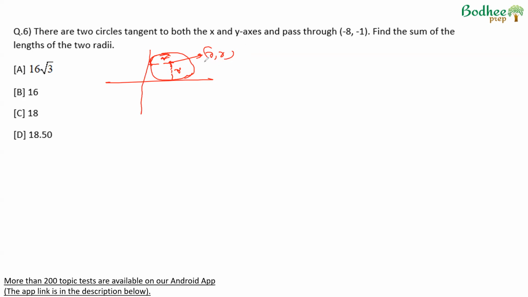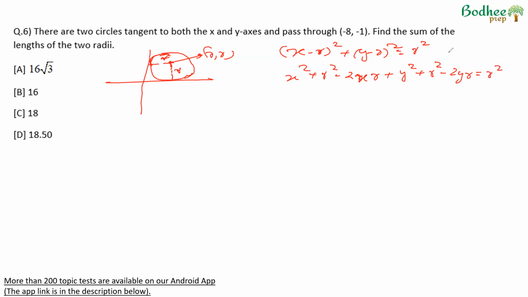Therefore, if a circle touches both the axes, the equation will become (x minus r) square, because that will be the x coordinate of the center, plus (y minus r) square is equal to r square. This further can be written as x square plus r square minus 2xr, plus y square plus r square minus 2yr is equal to r square, which means x square plus y square minus 2r into (x plus y) plus r square is equal to 0. Something like this.